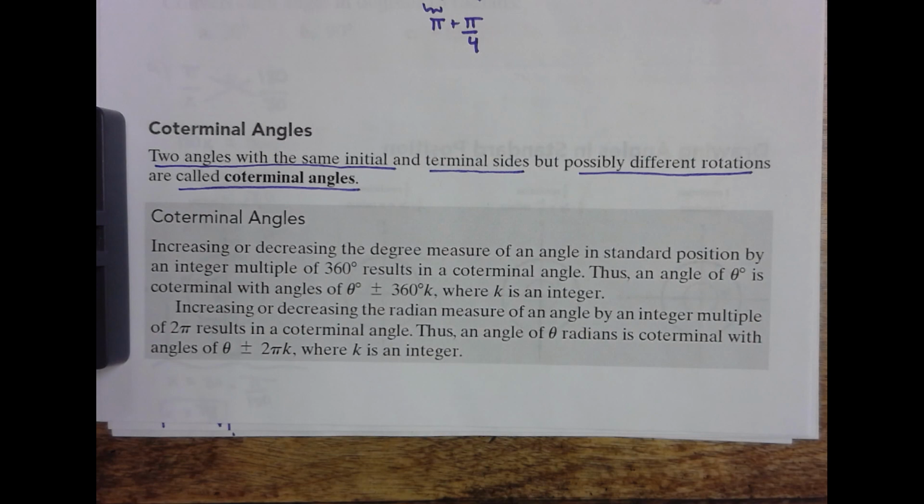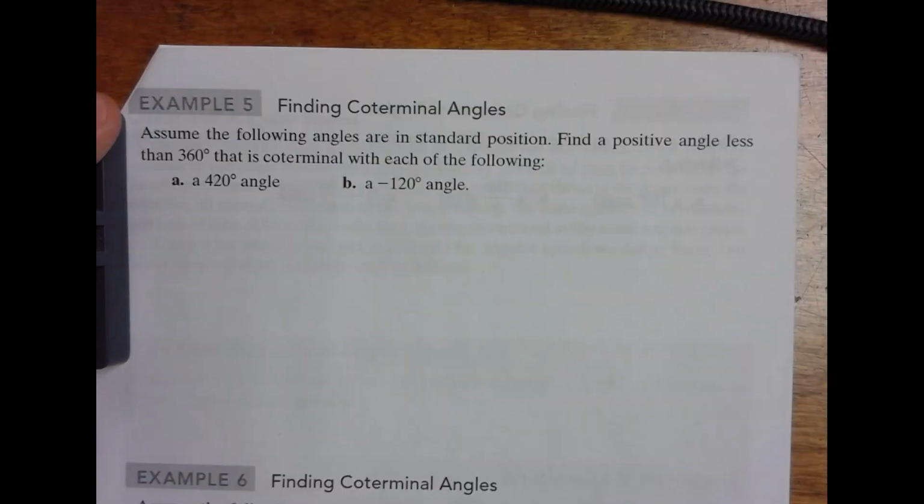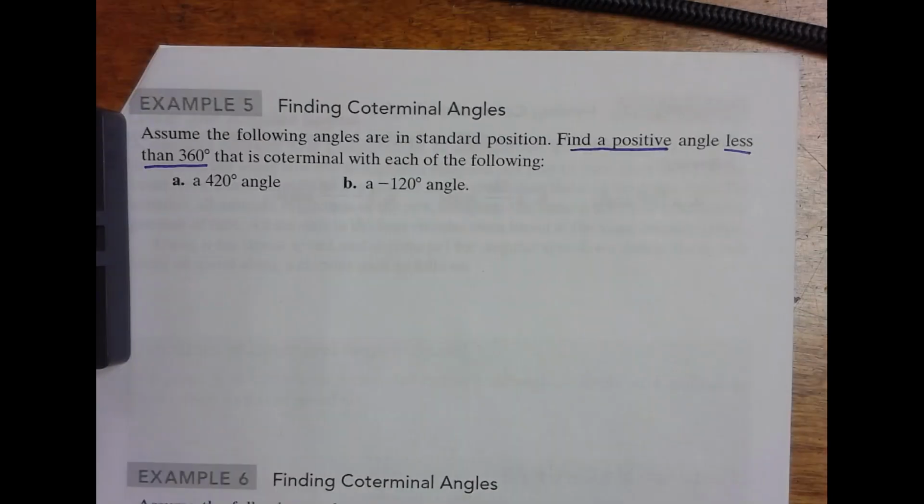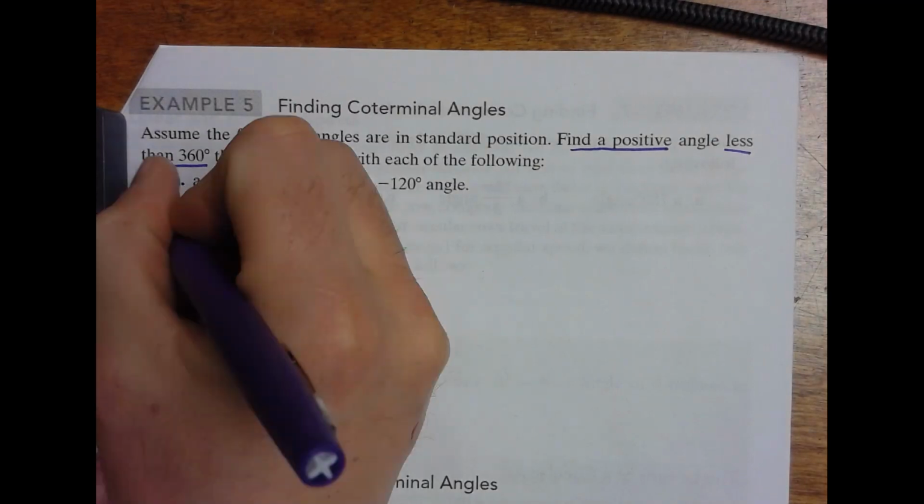Subtract 360 or add 2 pi or subtract 2 pi. So the work for it isn't all that difficult. Everyone good here? In coterminal angles, we're going to describe an angle that is positive, so meaning greater than 0 and less than 360 degrees. And so most of the time, again, we're just adding or subtracting 360 with degrees.